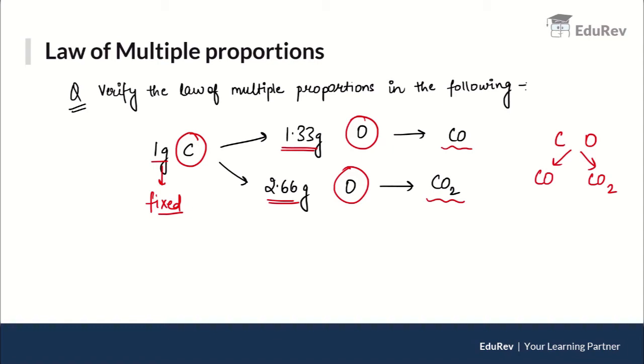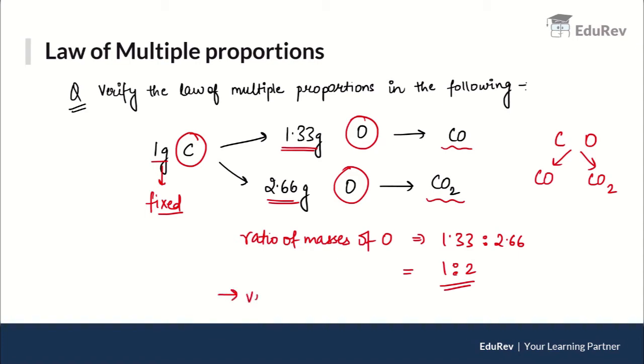So let us find out the ratio of masses of oxygen. It comes out to be 1.33 is to 2.66. If I see the simple ratio, it comes out to be 1:2. Since it is a whole number ratio, this law is verified.